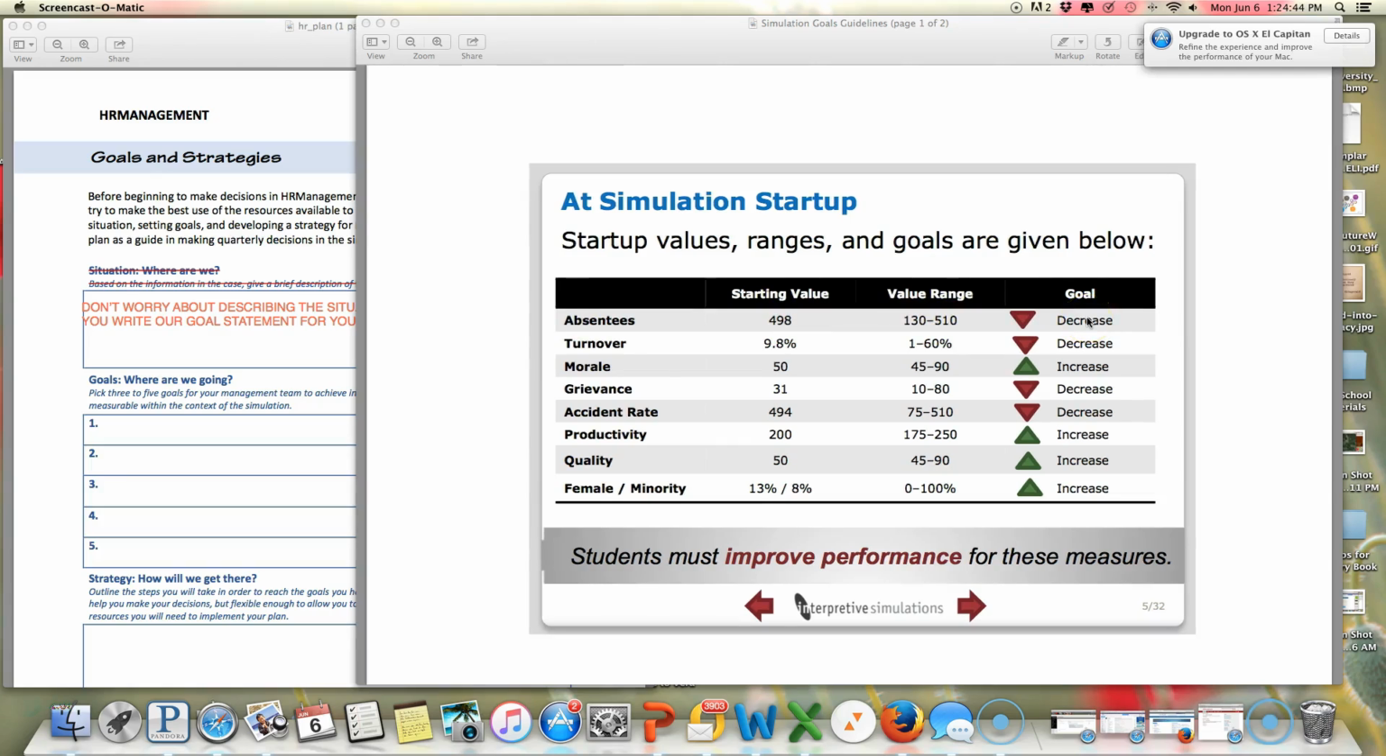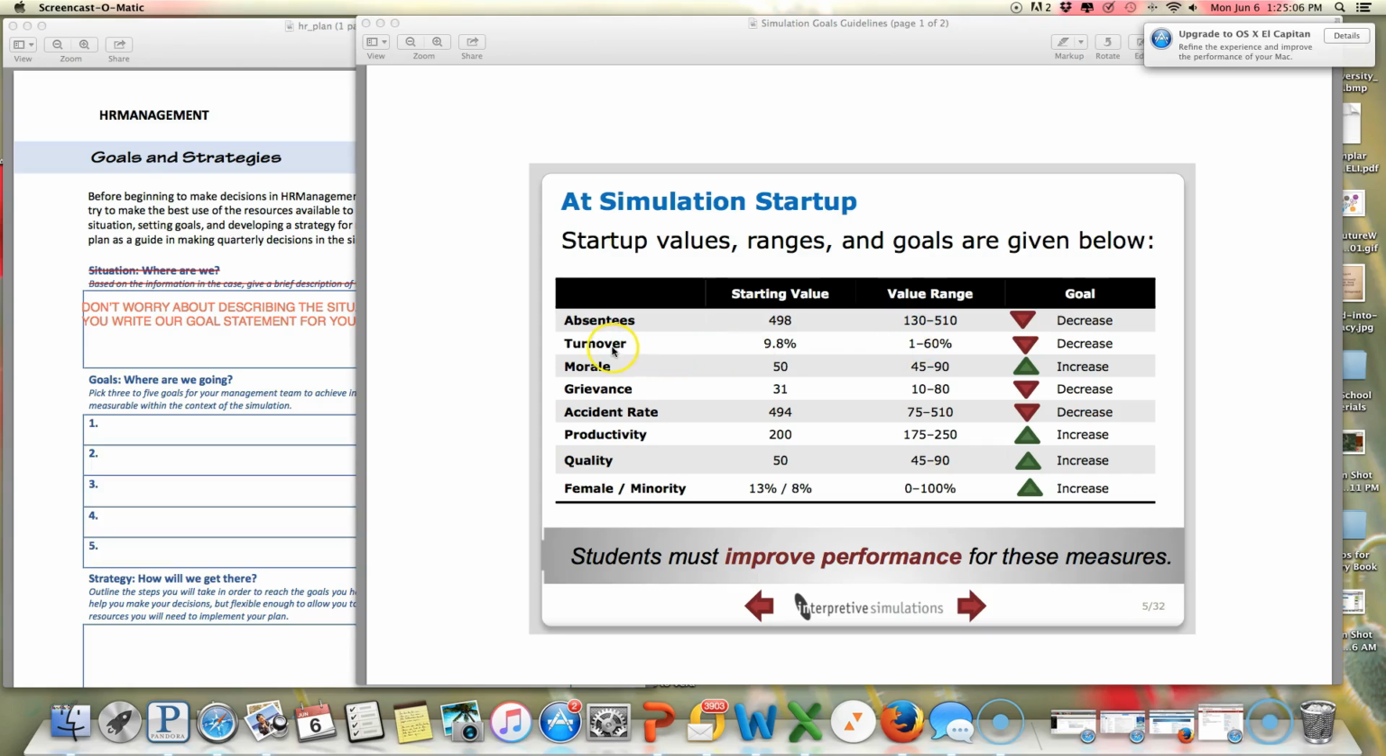So getting your absenteeism to decrease is important. When you set up your goal statement, if you decide that decreasing absenteeism is an important goal to you, then you want to decrease it by 10% or 20% or 30% in the year. So you give yourself a specific and measurable goal to try to achieve.